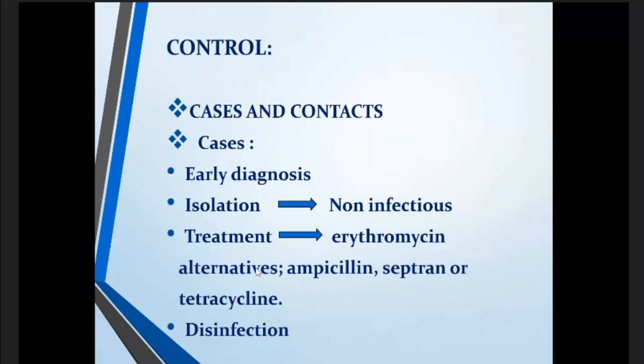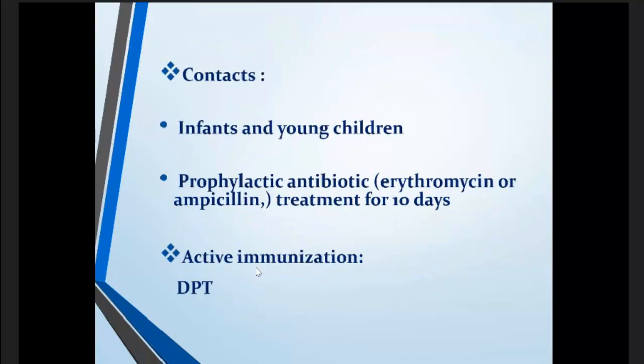Regarding control, cases and contacts. Of course, the most important is early diagnosis of cases, and they should be isolated and treated. Isolation until they become non-infectious. The drug of choice is erythromycin, and alternatives to this drug are ampicillin, Ciptran, or tetracycline.